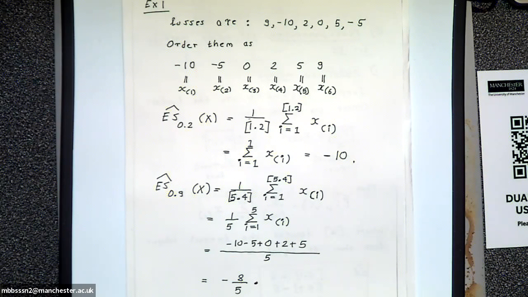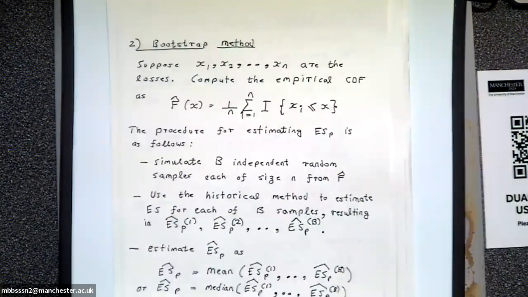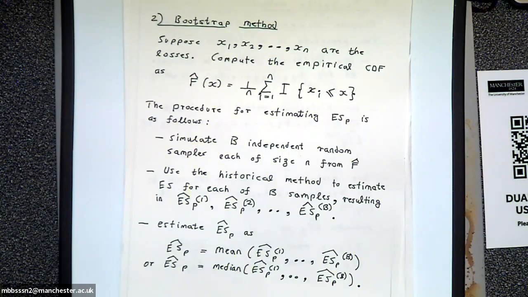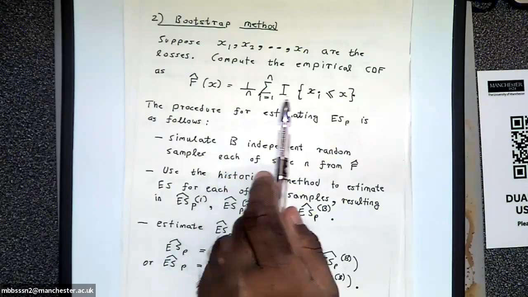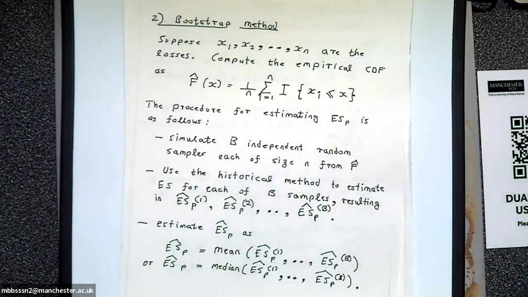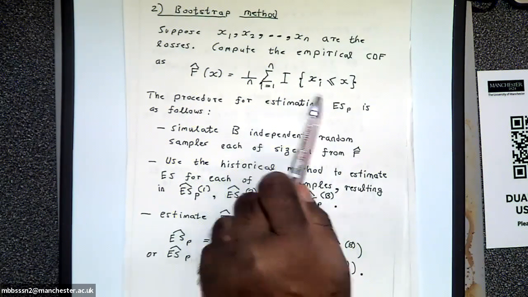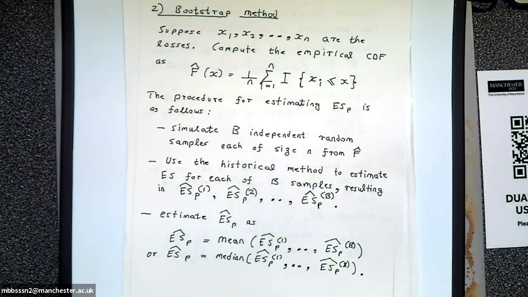All right, that's the first non-parametric method. The second non-parametric method is the Bootstrap method. Again, this is similar to the Bootstrap method that we talked about last week. So what you do is you have the original data, you compute the empirical CDF, which is given by this. I showed you a picture of the empirical CDF last week. It's like a staircase, right? And you simulate B independent random samples from F hat, which is this. There are functions in the R software to do this, right?